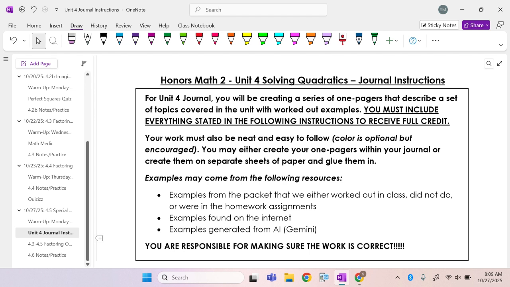The only thing is you're responsible for making sure the work is correct, and that the work follows what we learned in class. So, for example, if you use the AI option, make sure that the work actually follows the method that we did. Because sometimes it doesn't.